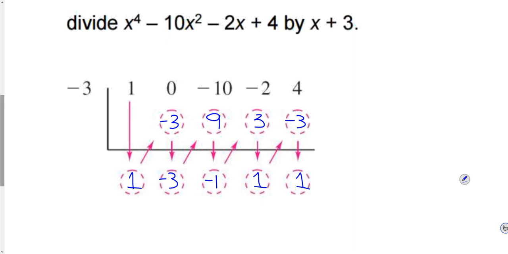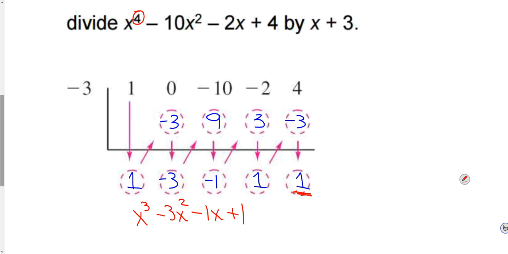So now we just have to convert this into the final answer. Final answer has to have letters on it. We can't write an answer that just has numbers. So we go and look back at the original problem. The highest exponent was a 4, so I take 1 off of that. So that means this one right here becomes 1x to the third minus 3x squared minus 1x plus 1, and then this last one is always your remainder.